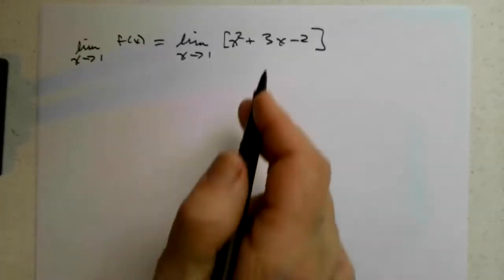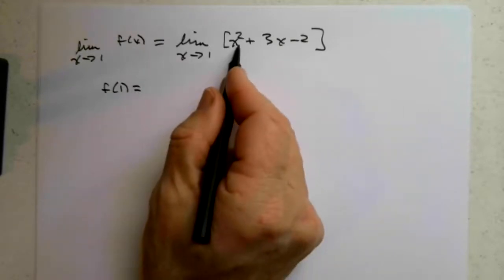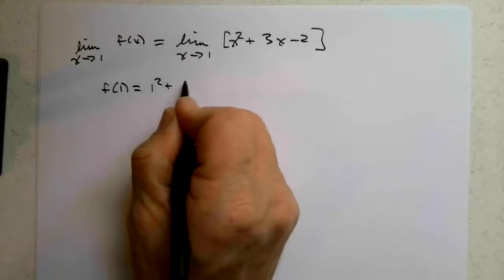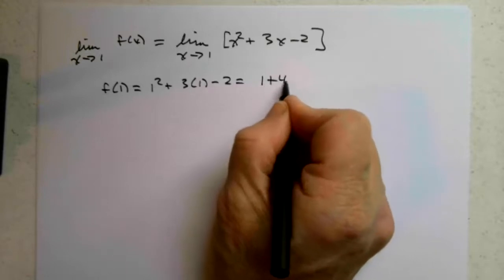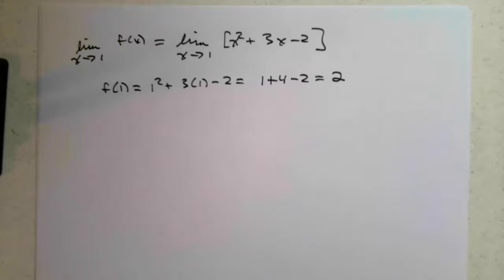Well, if you notice something here, what if I plug 1 into the function? If I plug 1 into the function, what is f evaluated at 1? 1 squared plus 3 times 1 minus 2. 1 plus 4 minus 2 equals 2. Is that a coincidence? Is that always going to be the same? No. When they are the same, when the value of the function is the same as the limit, that is going to define something called continuity. The graph will be unbroken in a sense at that point.